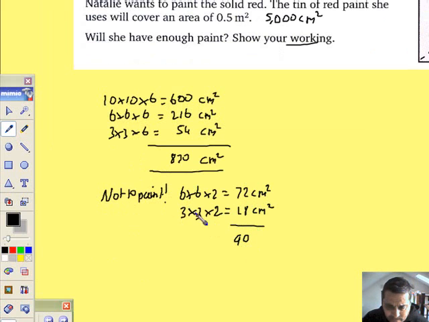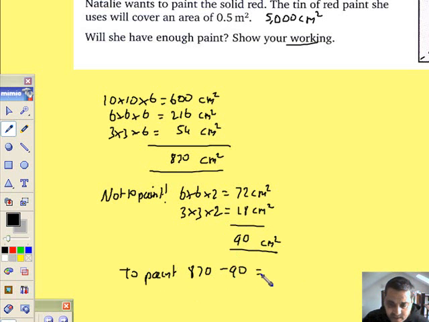Let's have a look, let's check that again. 6 by 6 by 2, 72. 3 3s are 9, times 2 is 18. Therefore I'm not going to do that, am I? Let's just check. That's alright. So we're going to paint 870, take away the 90, and that gives me 780 centimetres squared.